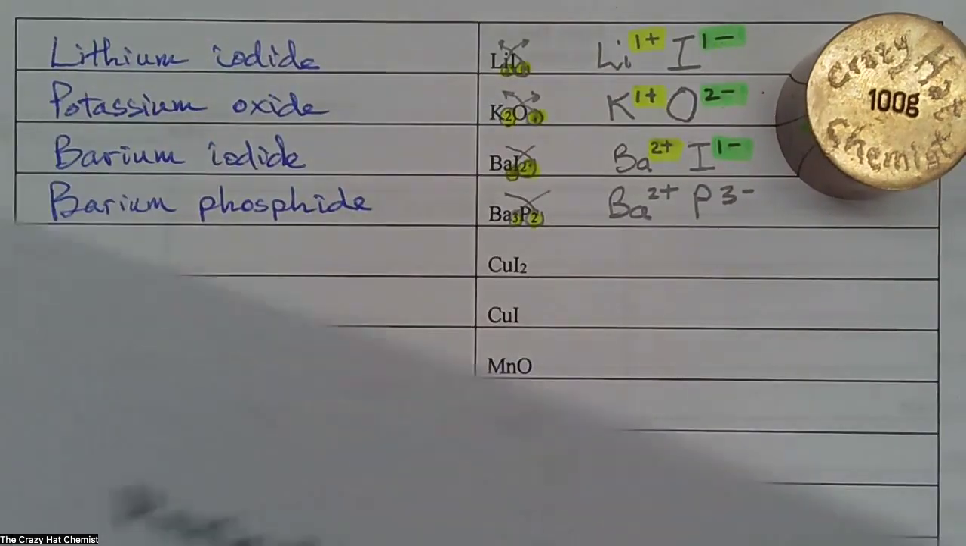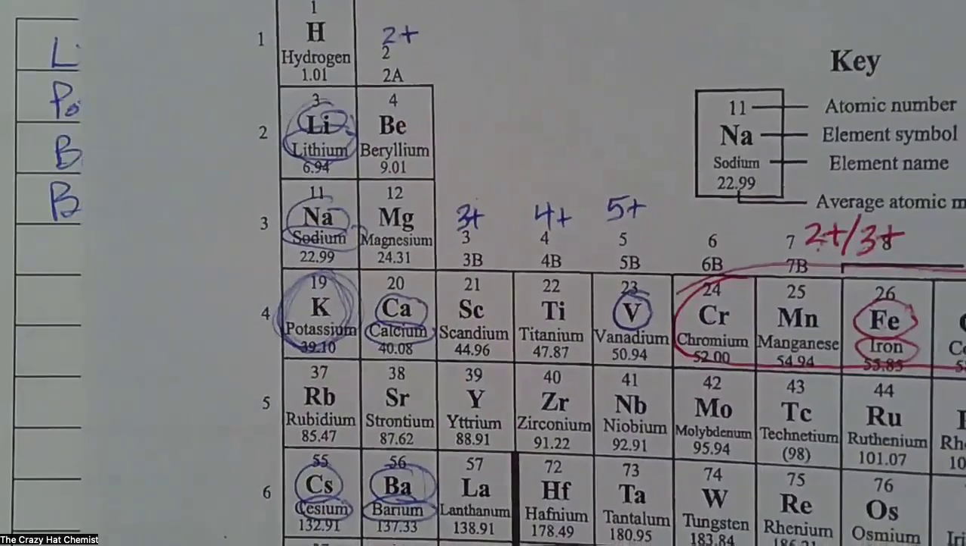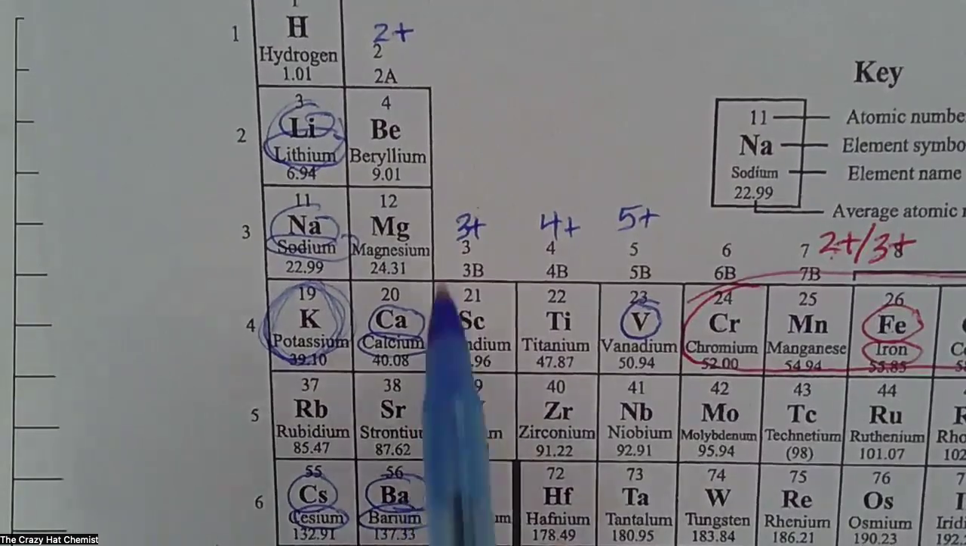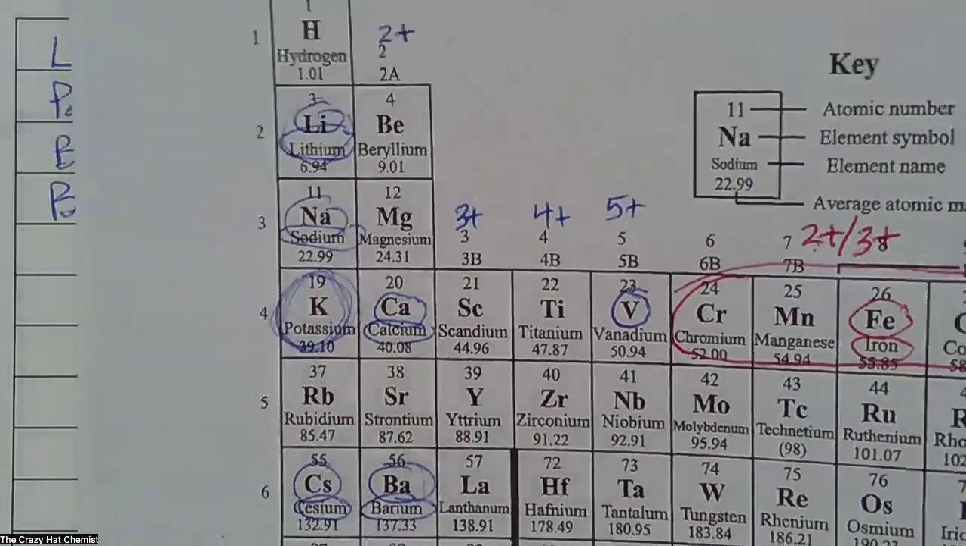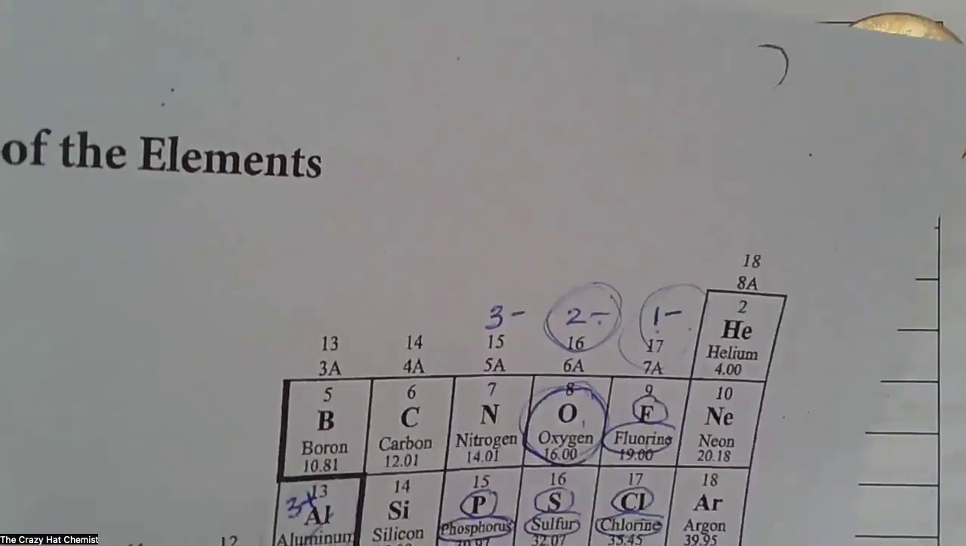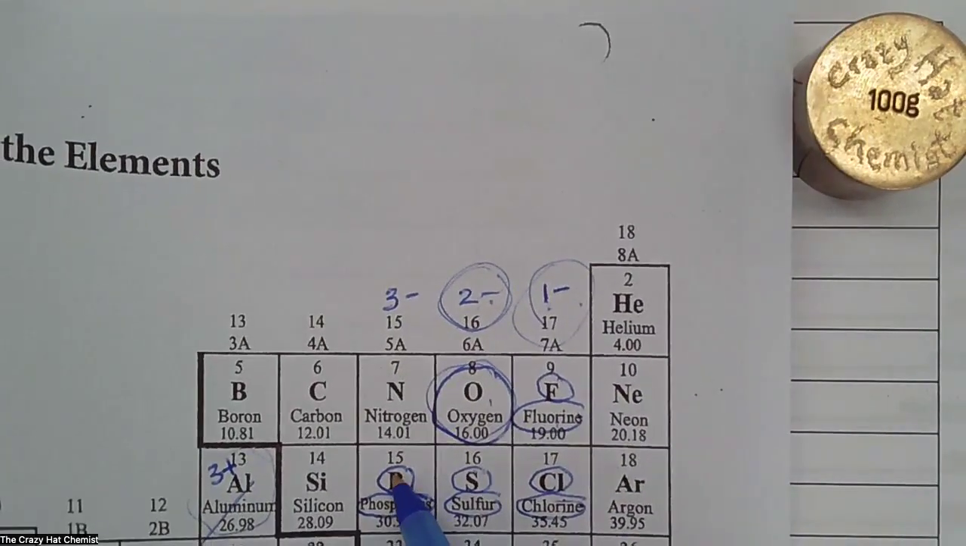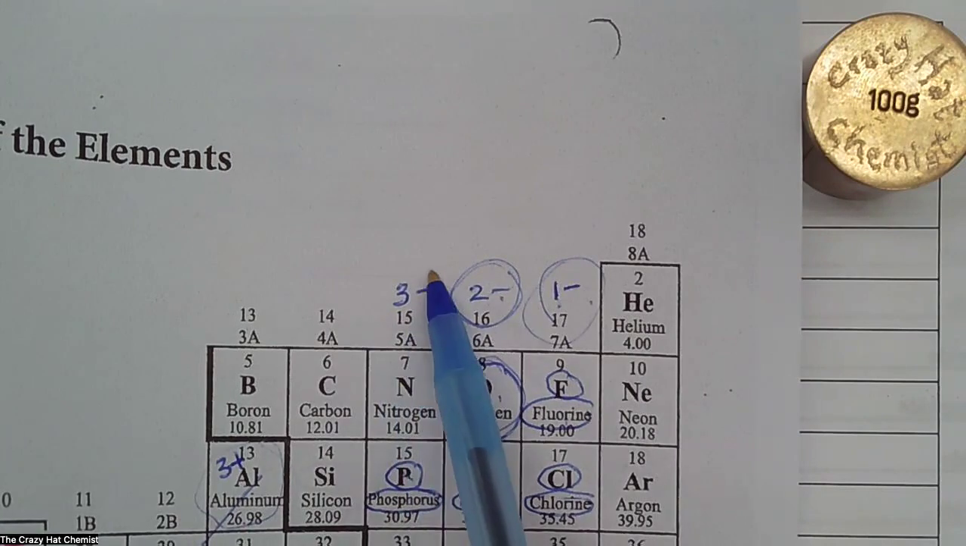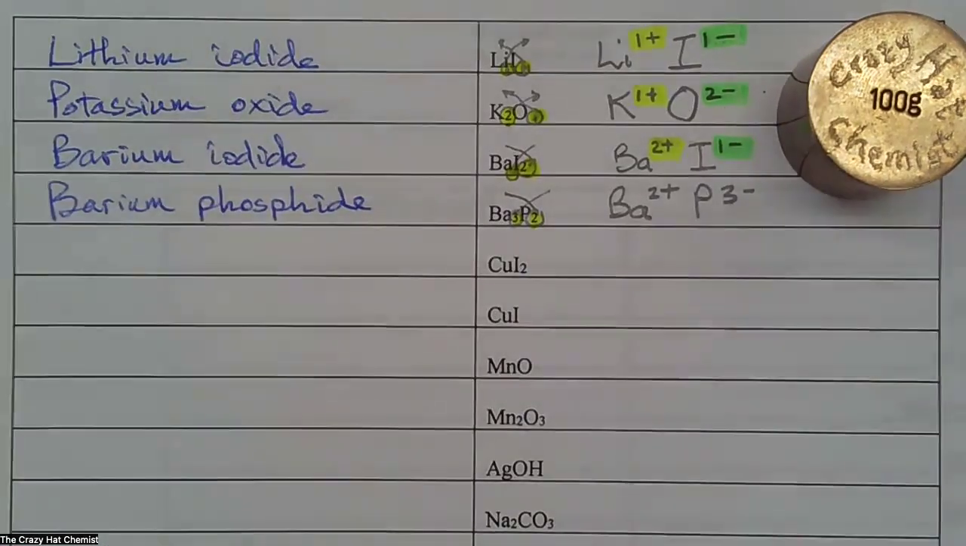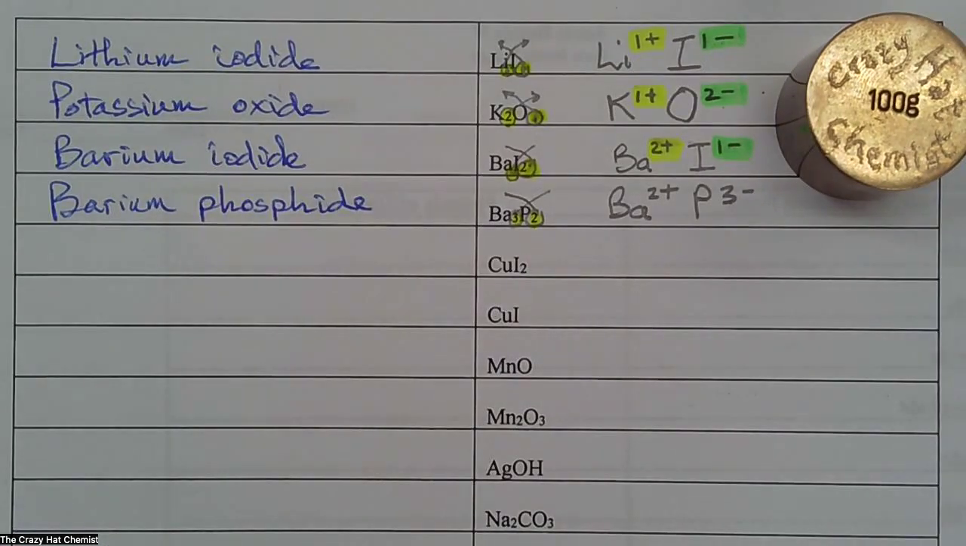The barium phosphide, well, of course, we just did barium. That is a barium, and that's a 2 plus. The phosphide is right here, and that is a P. That is a 3 minus. Okay, so hopefully that works well for you. That means that you're going to be using the periodic table and you're going to be using my ion sheet, both of those together.